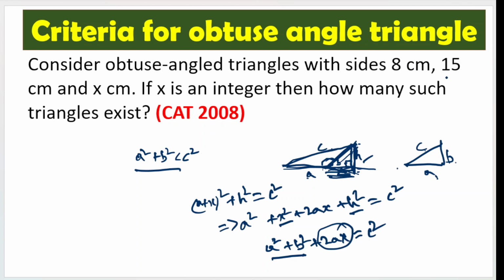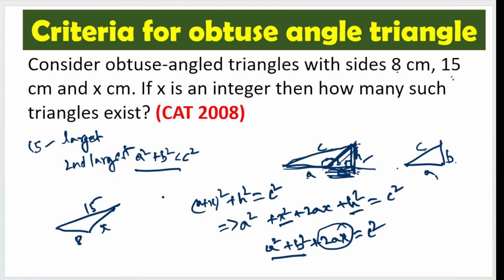Here we are given 8 centimeters, 15 centimeters, and the third one is x centimeters. Now, this 15 centimeters cannot be the lowest side because the lowest is already 8. 15 has two options: either it is the largest side or the second largest side, but not the lowest. Let's take both cases. Let us say it is the largest side. That means this is 15, this is 8, this is x.